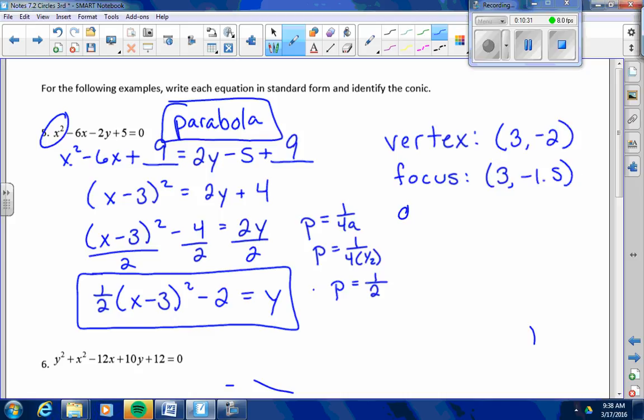What about the directrix? Where is that located? y equals -2.5, because that's going to be 1/2 a unit below the vertex. What about our axis of symmetry? x equals 3. Excellent.